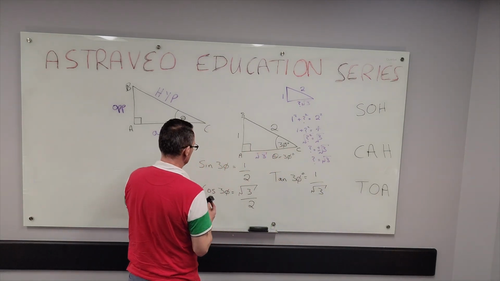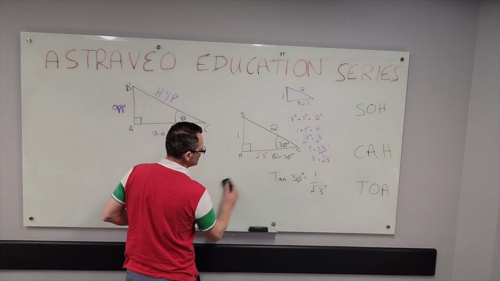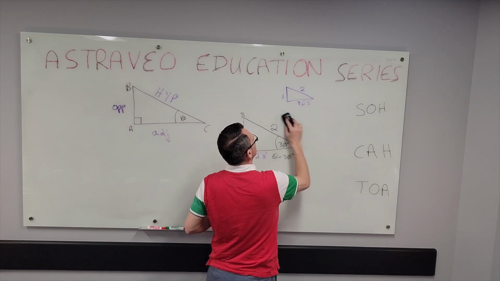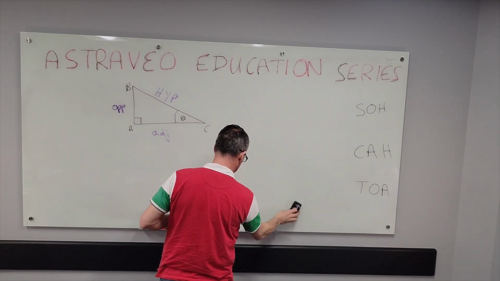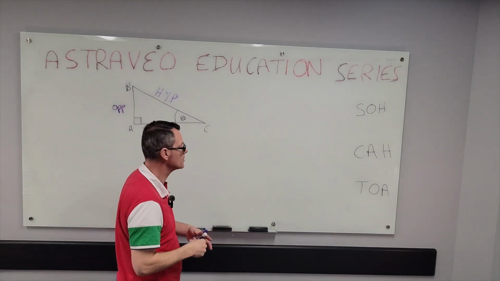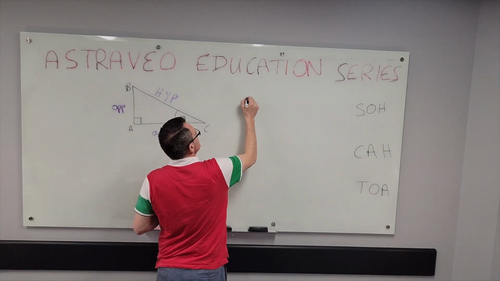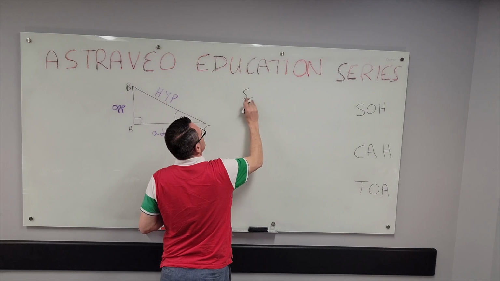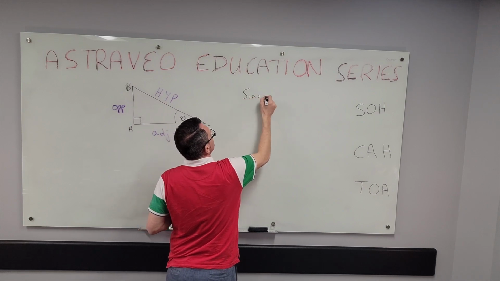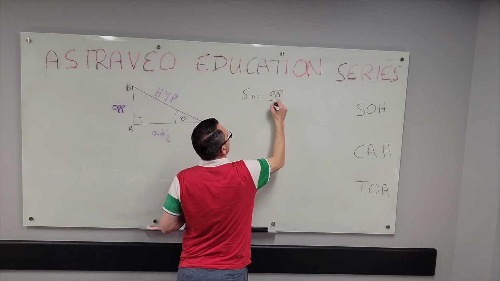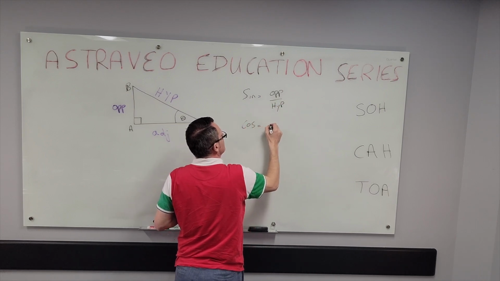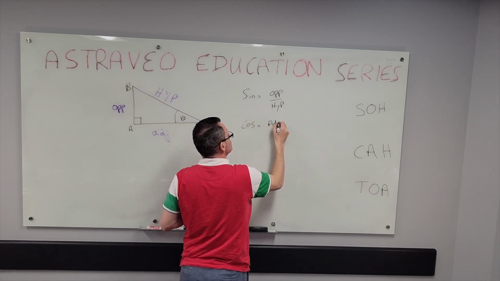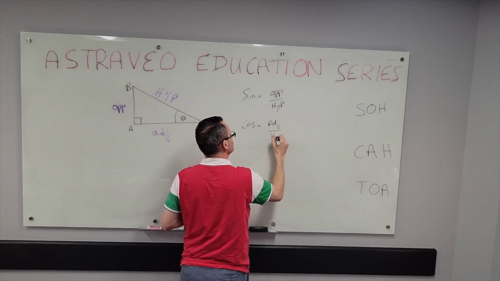Now, I promised my daughter Charlotte that I would show you a trick. And I texted her this evening, and she actually reminded me of the name, the nomenclature. So we know sine is opposite over hypotenuse. Cosine is adjacent over hypotenuse.